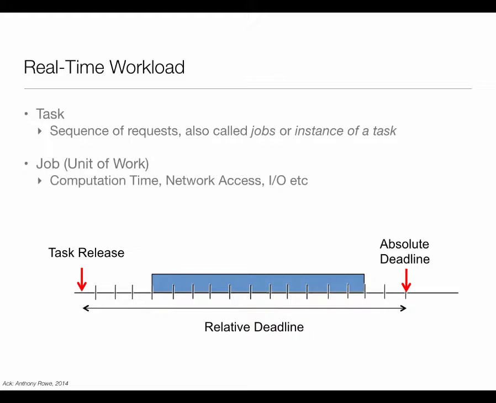So associated with jobs, that's now our unit of work. Each task has a sequence of jobs. This unit of work would have some requirements on it. It would have some computation time requirements and perhaps other resources. For example, it may say, I need some time on the network, I need to do some I/O. It may have some resource requirements. So task is a sequence, and job is each instance of that task.